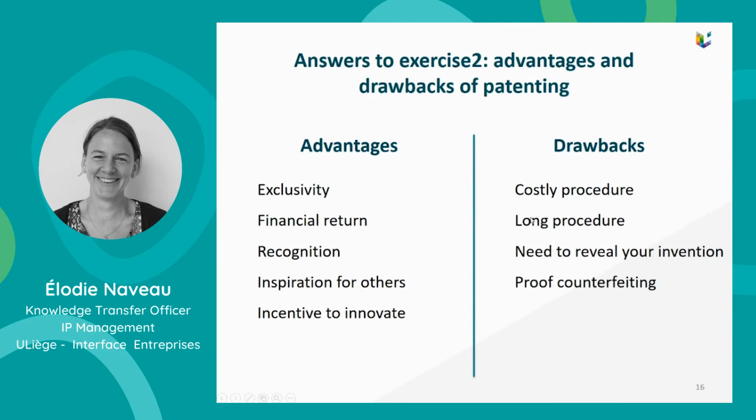Drawbacks are a costly procedure, a long procedure, and the fact that you need to reveal your invention. Sometimes you do not want to say exactly how you do it. And also, if you see someone copying the patent, well, you need to prove that he's counterfeiting the patent. That's something we will see in the next part, when we see which protection is conferred by a patent, so we will come back to that.